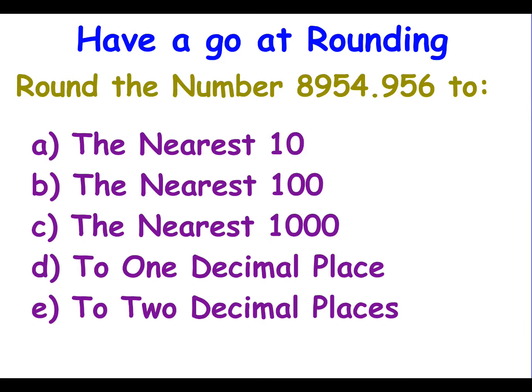Okay, here's another made-up number for you to have a go at. Have a go at rounding to the nearest 10, 100 and 1,000 and to 1 and 2 decimal places. And I'll reveal the answer in a minute. Don't forget to pause to give yourself more time.